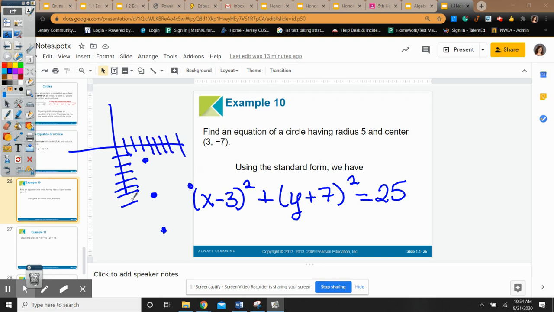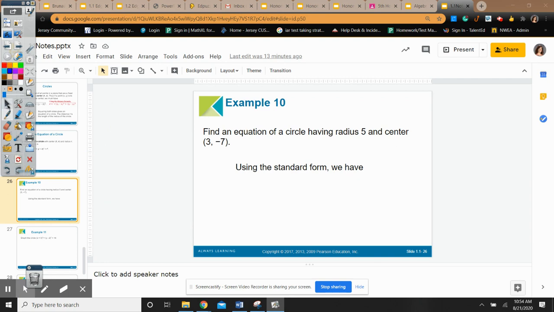Mine's so crooked. This is so bad. Okay, you might be crying and weeping. Okay, that was not good. That is sad. That's a sad circle. Okay, so I'm sorry that happened, but you'll survive.